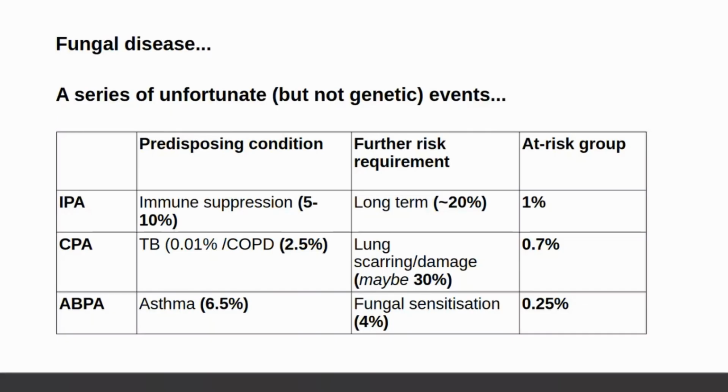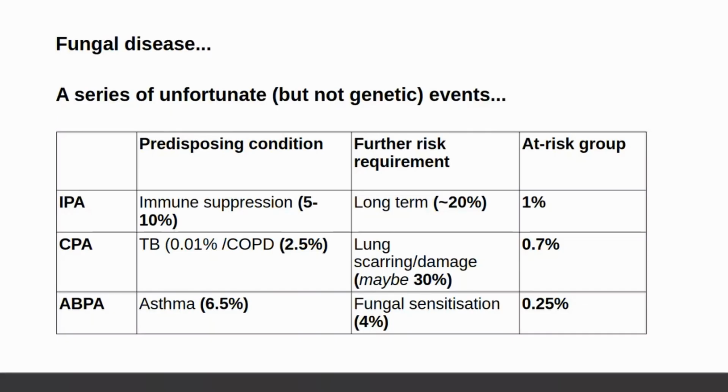With chronic pulmonary aspergillosis, you almost definitely need an underlying condition like tuberculosis or COPD. And the incidence of those is quite low. COPD is one of the highest, and that's 2.5% of the individuals in this country. And you probably need to have actual lung scarring and damage arising from these conditions, which occurs in maybe about 30% of the cases. So again, your at-risk group is about 0.7%.